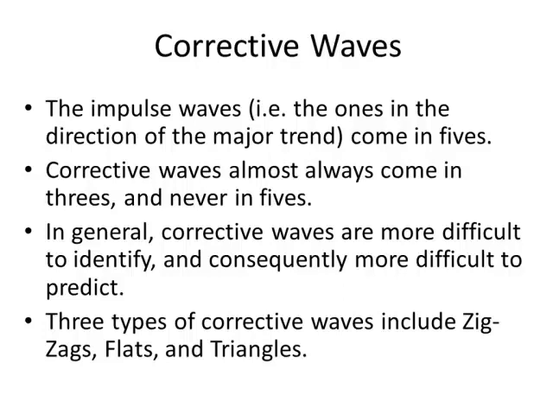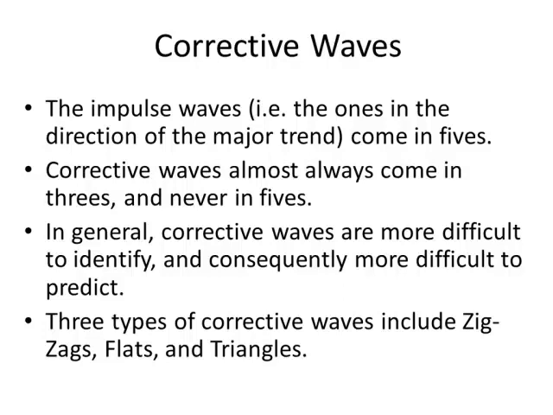So if we're looking at the 8-wave sequence, the 1 through 5 sequence is the impulse waves, right? The major trend, the one that goes in the direction of the trend, and the ABC are the corrective waves. So I want to spend a little bit of time talking about those corrective waves and how we can recognize them, and how they are different from the 5-wave advance.